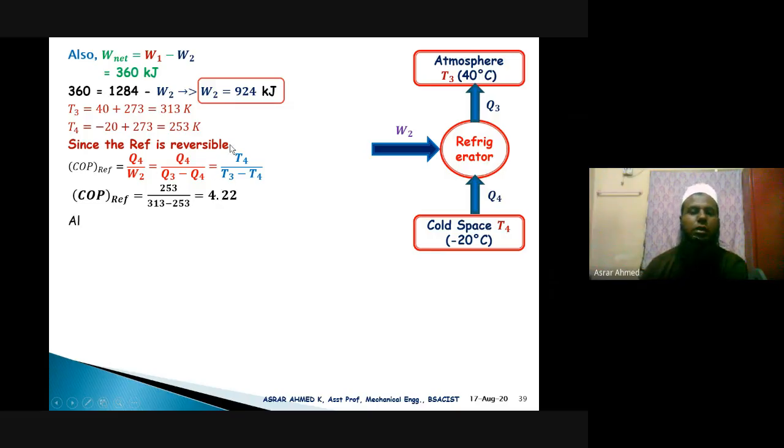Now, also COP of refrigerator is equal to Q4 divided by W2.